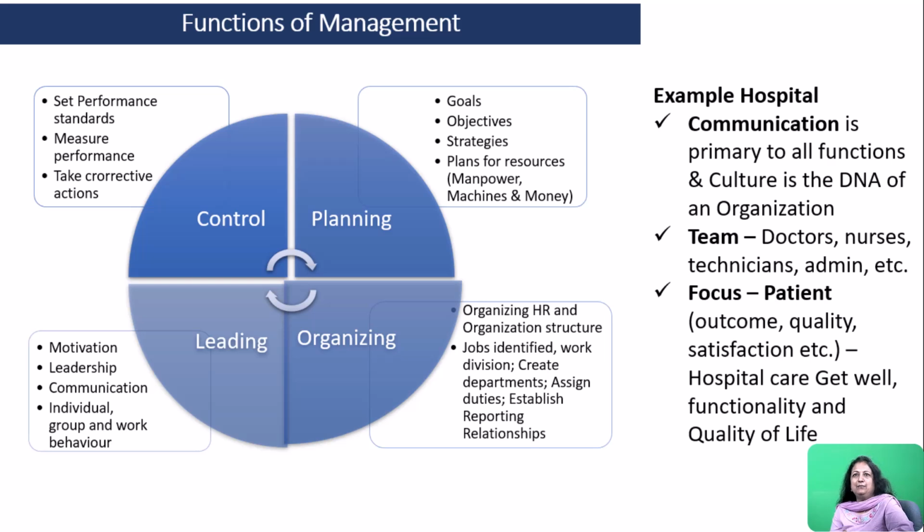So for example, in a hospital, communication is primary to all these functions, and culture is the DNA of an organization. We already learned in the first lesson that culture and communication form the core of any organization, a DNA. So you want to do planning, organizing, leading, control, but then you need to communicate very well. You have to have the best work culture that you want to set.